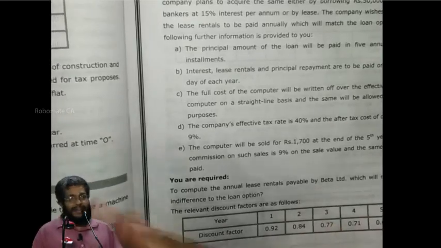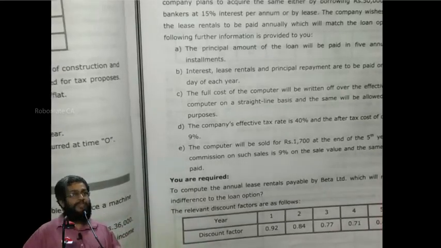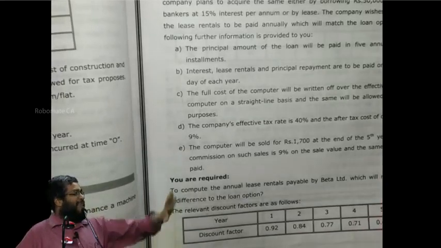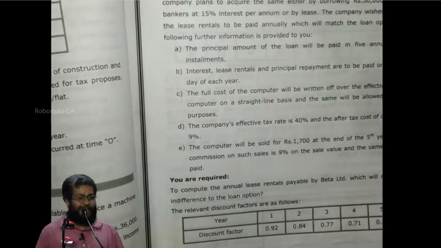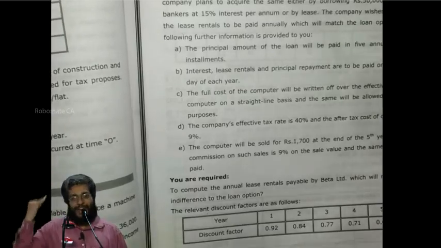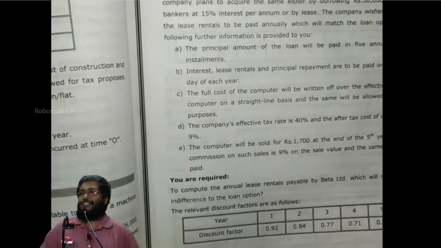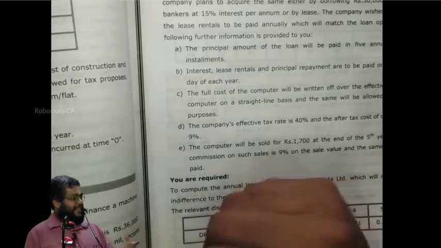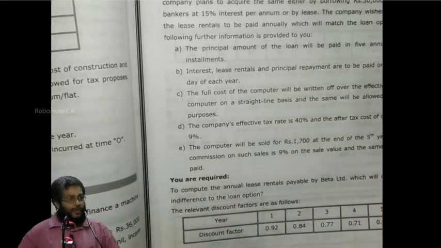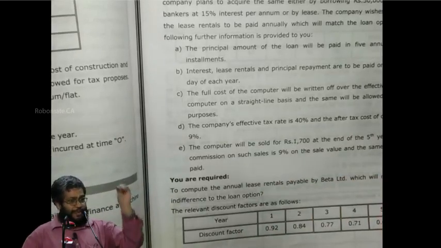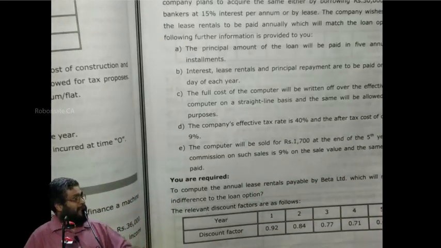Tell me, what are the two options available? Borrow and buy, or what? Lease. Under the borrow and buy option, tell me the cash flows to the company. Principal repayment, interest payment after tax, depreciation tax savings, salvage value. If I discount it, I'll be getting the discounted cash flow under the loan option, right or not? The question is, how much can you afford to pay as lease rental, so that you are indifferent between the loan option and the lease option.